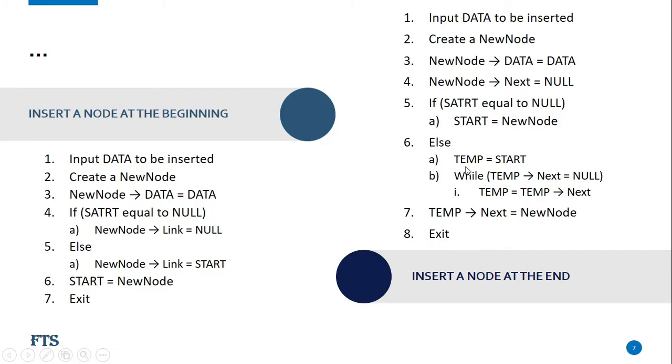Else, we have to move to the last node. Therefore, temp should be equal to start. We have to start from the beginning, then find the last position or the last node. Therefore, temp should be equal to start. Temp is now pointing to the start, the starting node or the first node. While temp next is not equal to null, temp should move to next. This is to find the last node. Once you find the last node, temp next should be equal to new, then exit.